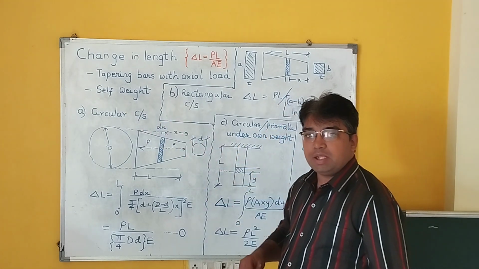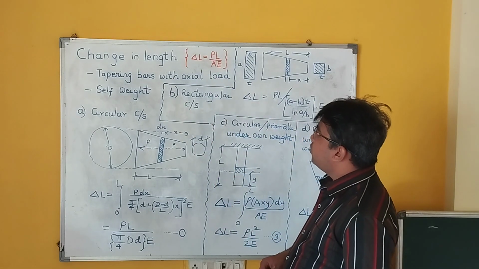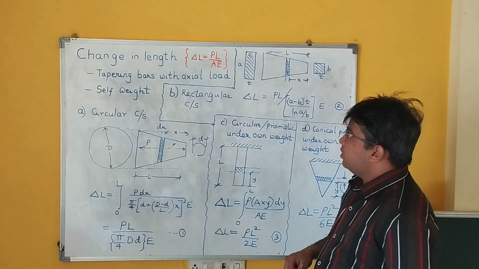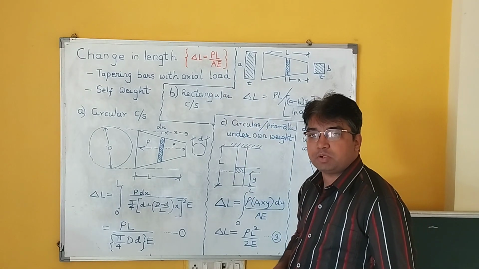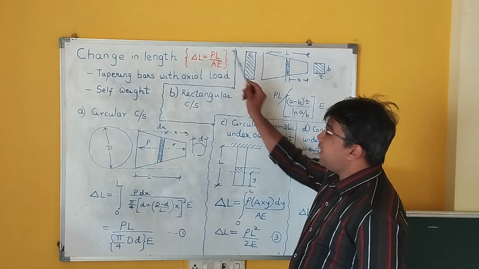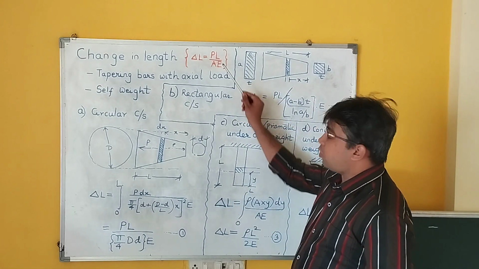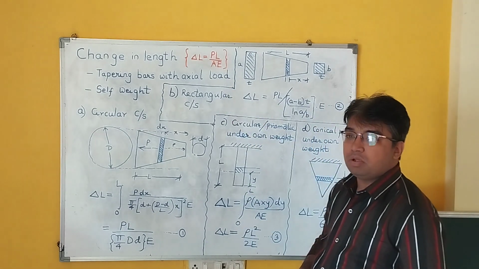So we are going to analyze both of these situations with the help of this formula. Delta L is equal to PL by AE. This delta L is nothing but elongation of a rod of constant cross section. L is the length of the rod, P is the applied axial load, A is cross section area and E is the modulus of elasticity or Young's modulus.